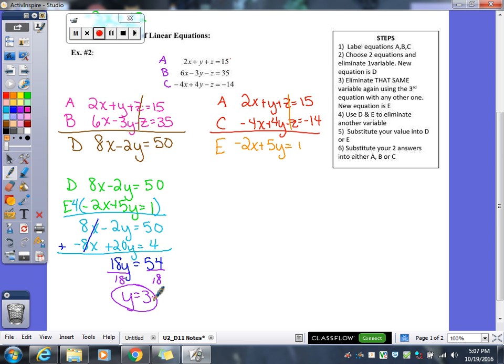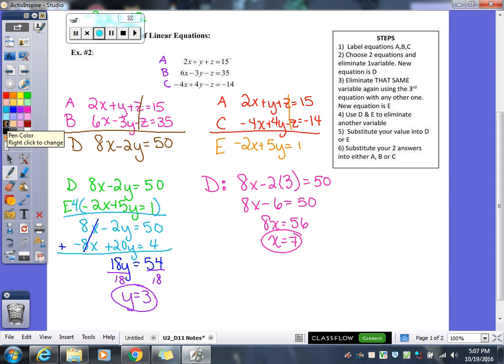So what I want to do is take my y and plug it into either D or E, one of these two equations, because those are the two equations that only have one other variable in there. So I'm going to plug it into equation D. So 8x minus 2 times 3 equals 50. So this gives me 8x minus 6 equals 50. Add my 6 over and divide by 8. And I've got a second answer. I have x equals 7.